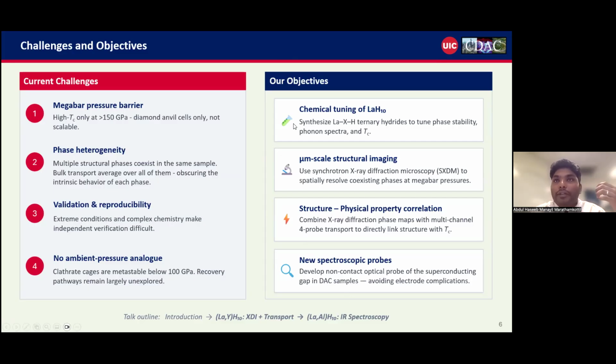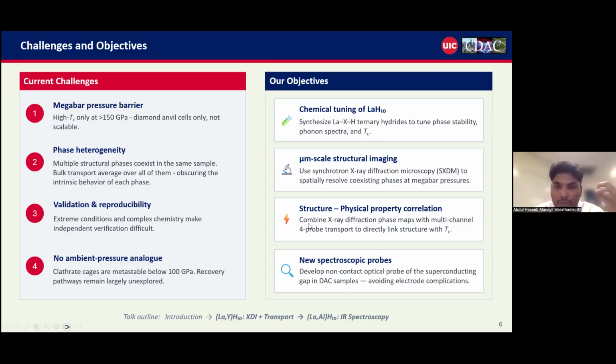My objectives were to address all of them: synthesizing the lanthanum-based ternary hydrates to chemically tune these systems, mapping their structure at the micron scale, directly linked to the structure-physical property correlation, and developing new non-contact spectroscopic probes.